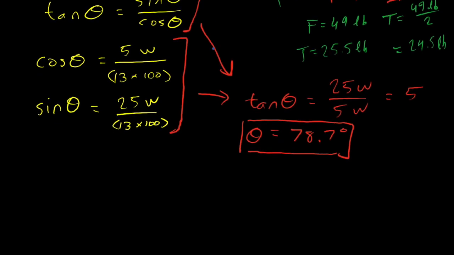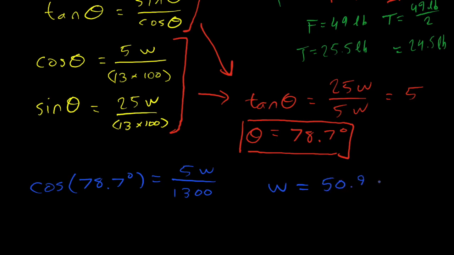Finally, let's move on to the second part of the question, which is to find the weight. Now that we know what theta is, we can use one of these two equations. I will use cosine. So cosine of 78.7 equals 5W over 1300, which will give us W equals 50.9 pounds. And that is the second part of this example. And we have successfully solved this question.